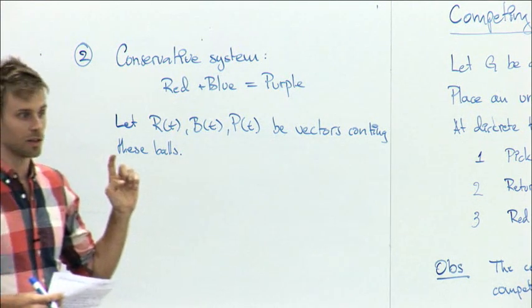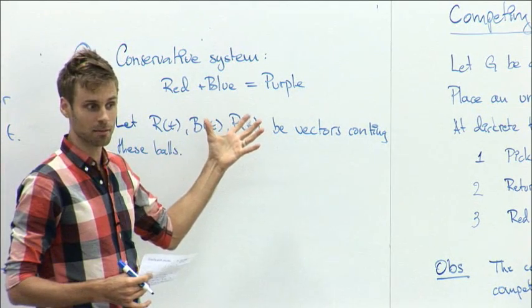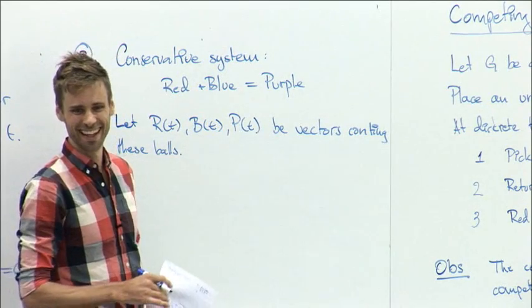So what is conservative here? It means that I don't annihilate the balls. I will keep them in the system. But you annihilate one of them. Yeah, no, I merge them. But the number of balls decreases. No, the number is not conserved.